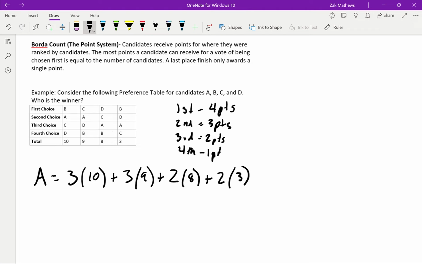So now I'm going to use my calculator to help me out here, make sure I get the right number. Add all these points together, we get a total of 79 points. Candidate A finishes with a total of 79 points.